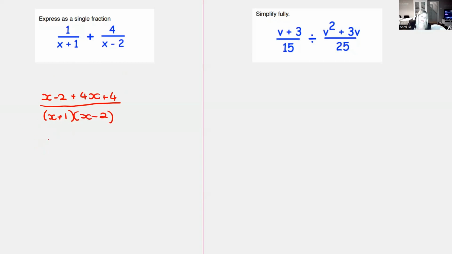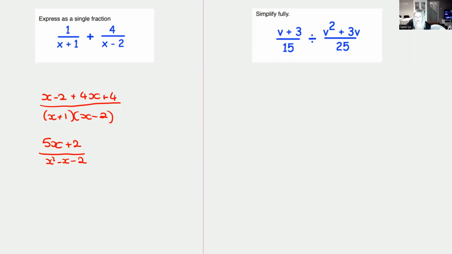Then we're going to simplify, giving us 5x plus 2 all over x squared minus x minus 2. Looking at this, nothing simplifies, because we haven't got the same variable in every single term, and we haven't got the same coefficient in every term. So there's no factors that we can see in any of them. And the only factor there would be 1, which is no good to us. So that is it, it's a single fraction.